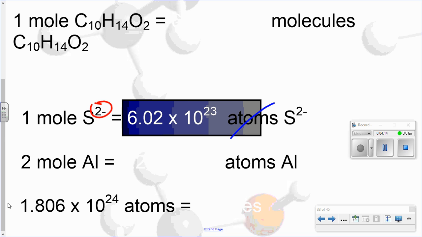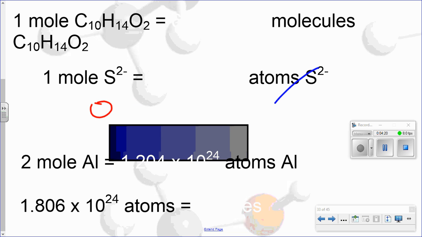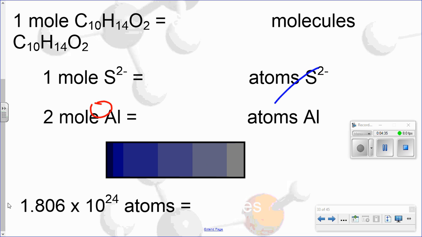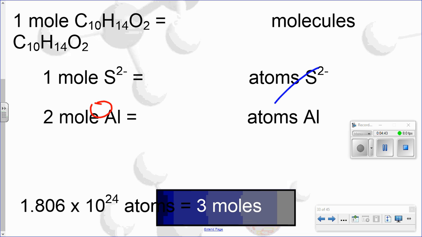If I have 2 moles of aluminum, I just take 6.02 times 10 to the 23rd and multiply it by 2. You end up with 1.204 times 10 to the 24th atoms of aluminum. So double the moles, double the particles, okay? And finally, if I have 1.806 times 10 to the 24th atoms, how many moles is that? I would just divide that by 6.02 times 10 to the 23rd, and you end up with 3 moles of atoms of whatever.